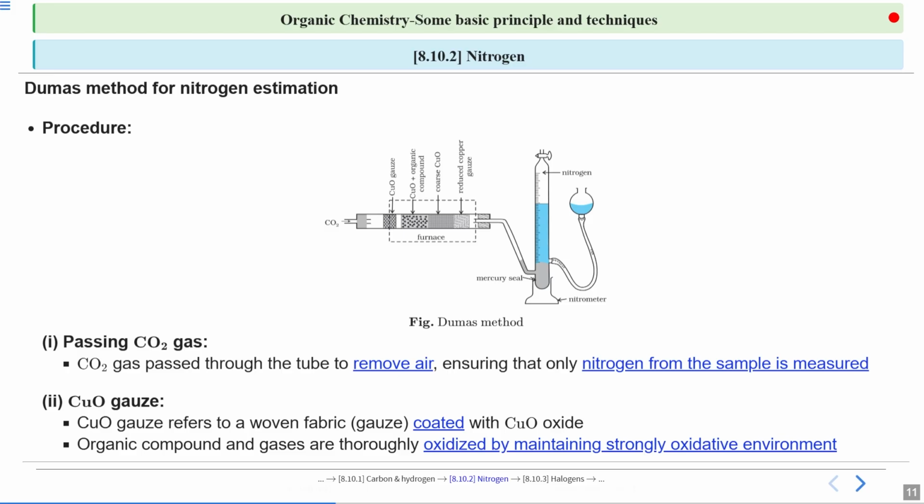Then the copper oxide gauze creates a strongly oxidative environment inside the tube. So this means that when we heat the organic compound with copper oxide, all the carbon, hydrogen and nitrogen in the sample are fully oxidized. Now this ensures that the nitrogen is released as nitrogen gas, which we can then collect and measure.